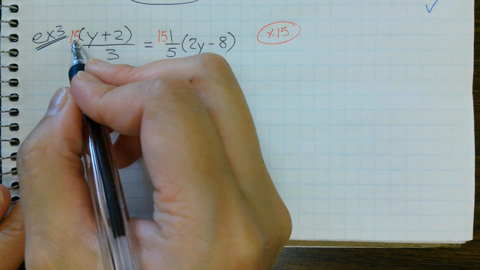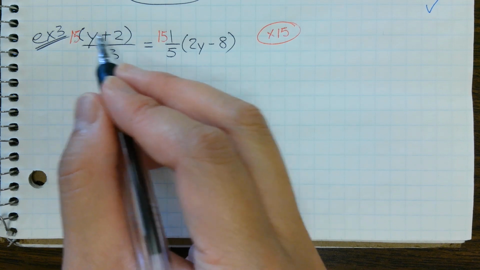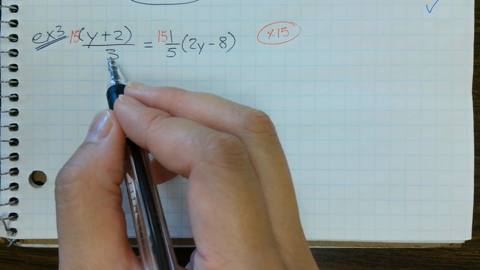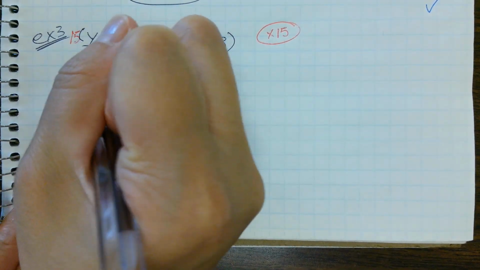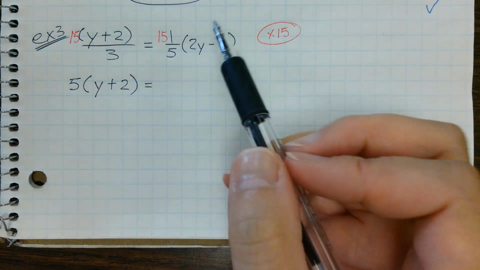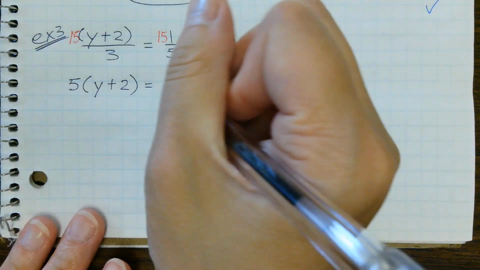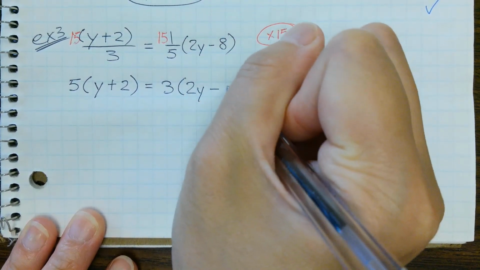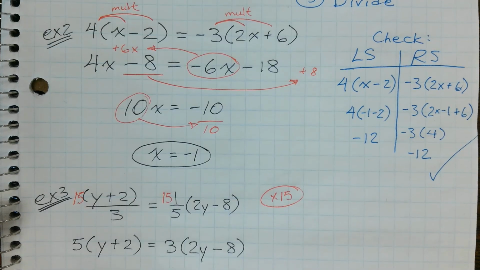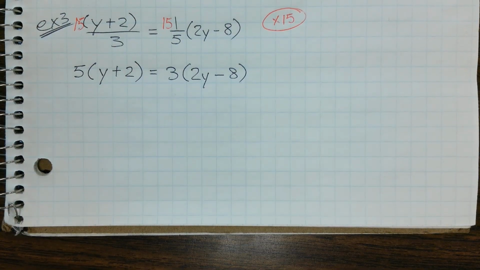Okay, 15 times a bracket divided by 3. So remember the little trick was if there's a bracket, leave it first, simplify the numbers. So 15 divided by 3 is 5. So you have 5 times the bracket. Okay. Same thing right here. 15 times 1 divided by 5, 3. So 3 times the bracket. Oh, now what do you know? It looks just like example 2 now. See, each example I'm adding in one extra step.